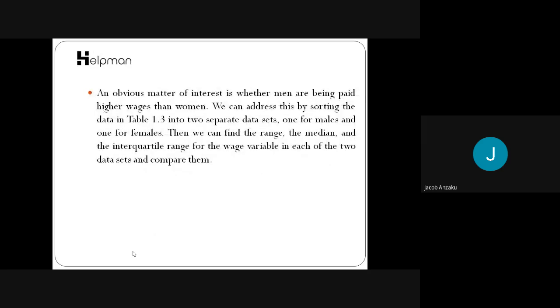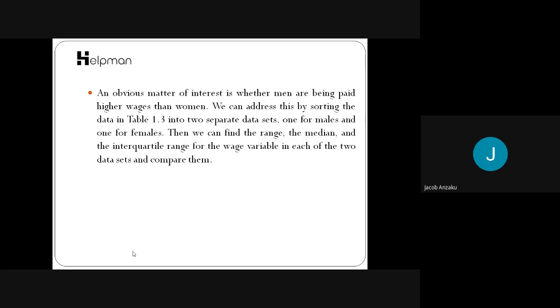Now, an obvious matter of interest is whether, let's say we want to know, are men paid better than women, or do men receive higher wages or lower wages than women? We can address that by sorting the data in table 1.2 into two separate data sets. We will do one for males, and then one for females. That will give us headway in knowing which gender earns more wages per week.